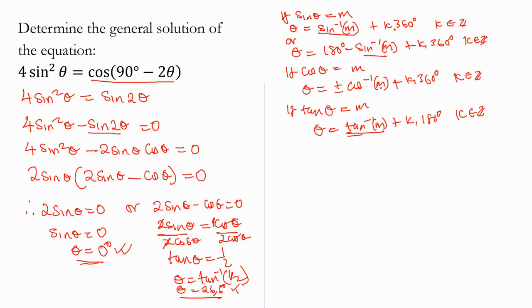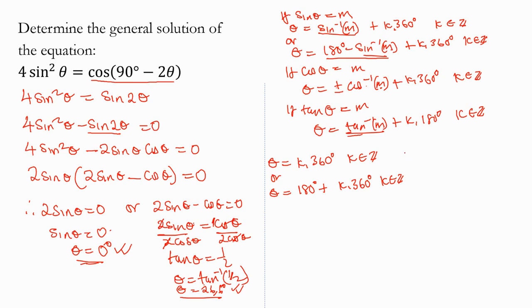So now we apply this. For sine theta is equal to 0, the reference angle is 0, so theta is equal to just k times 360 degrees, or theta is equal to 180 minus 0, which is going to be 180, plus k times 360, where k is an element of integers. That's the first one, for sine theta is equal to 0.